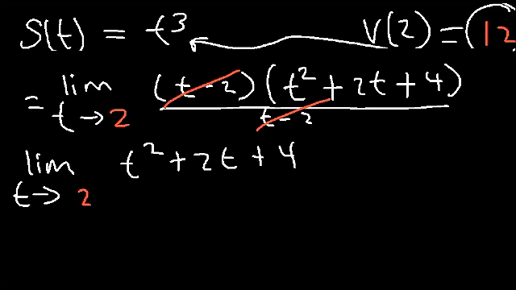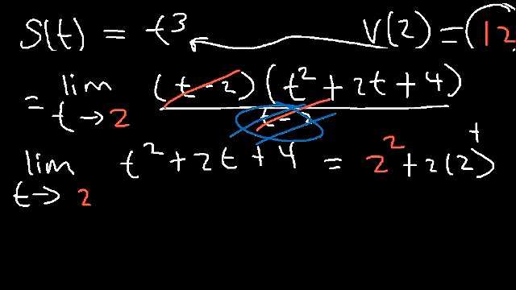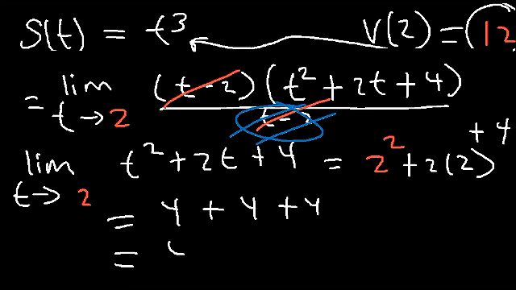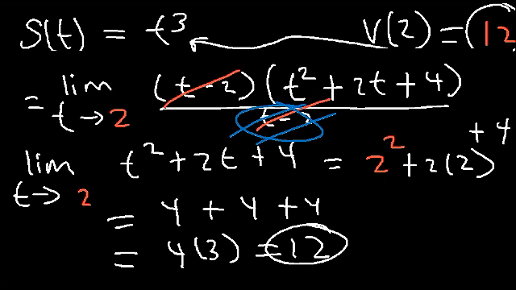Before, we couldn't plug in 2 because 2 minus 2 is 0, and it would be undefined. But once we eliminate the t minus 2, we can now replace t with 2, so we don't have to rewrite the limit function. So it's going to be 2 squared plus 2 times 2 plus 4. 2 squared is 4, 2 times 2 is 4, plus the other 4. If you add 4 three times, it's the same as multiplying 4 by 3, and you get 12, which is the slope of the tangent line, or the instantaneous velocity at t equals 2.